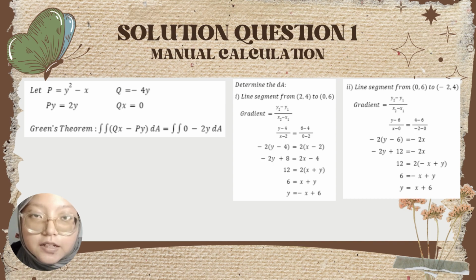Now, the problem is to find the region, in what boundary we need to find. So, we need to identify what dA is. Based on this question, we use dA equal to dy dx, and we need to find the limits of y. We use the gradient method as the region is bounded by straight lines. So from point (2, 4) to (0, 6), the gradient formula is y minus 4 over x minus 2 equated with 6 minus 4 over 0 minus 2, then we get y equal to negative x plus 6. The second line is from (0, 6) to (negative 2, 4). The calculation is the same as the first one, and we get y equal to x plus 6.